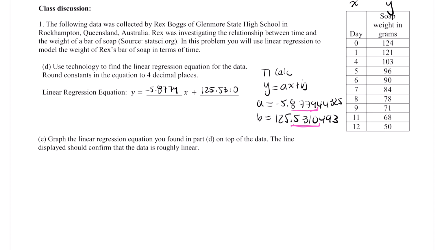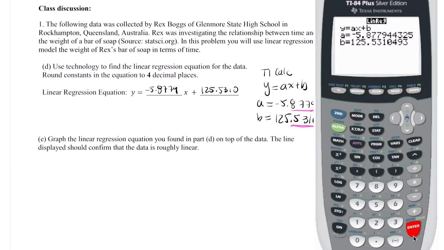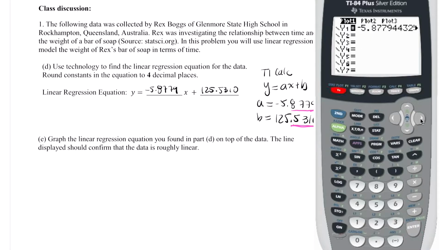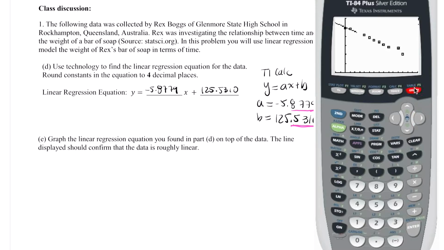Next, we're going to graph the linear regression equation we found in Part D on top of the data. And this will confirm that the data is roughly linear. And of course, since you stored your y variable under the regression, it's here. So there's your equation, and it's the entire thing. It's not rounded to 4 decimal places as we did. If you notice, I'm just scrolling to the right, and you can see the entire equation. So now let's go graph. And look at this. It's sketched a line over our points, and this confirms that the data is roughly linear.